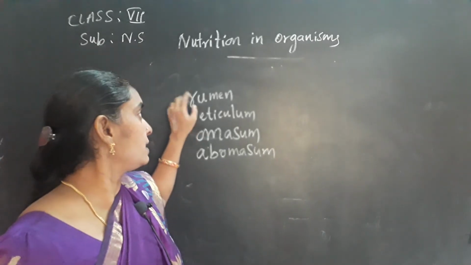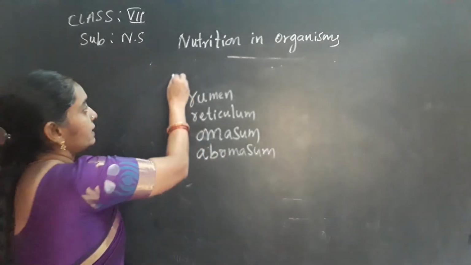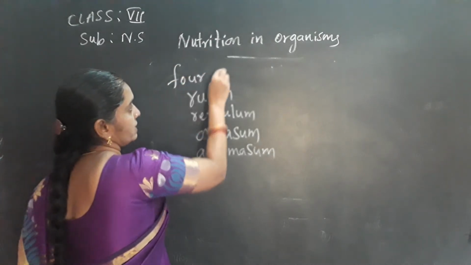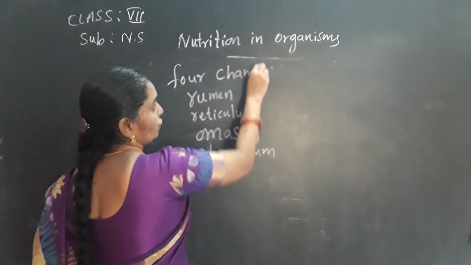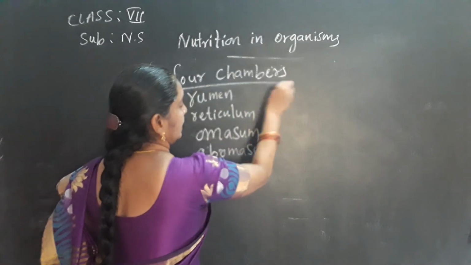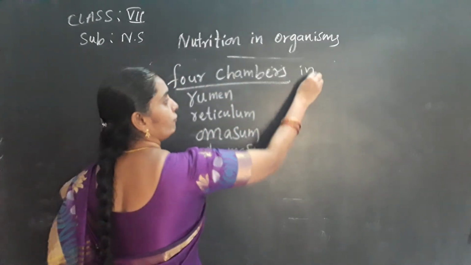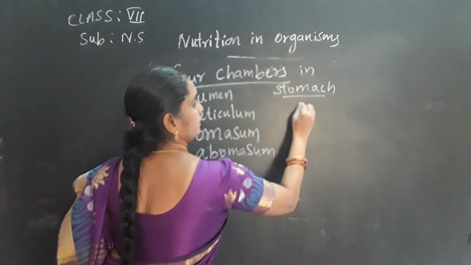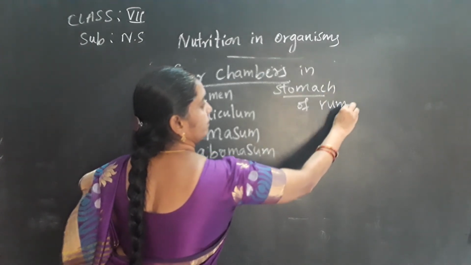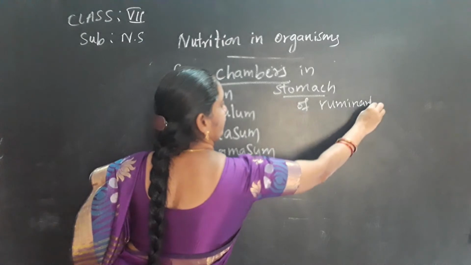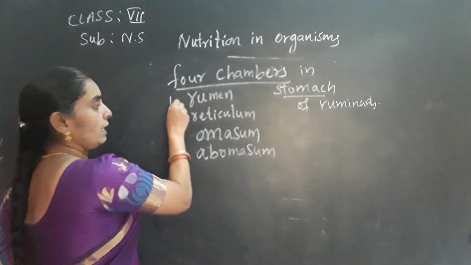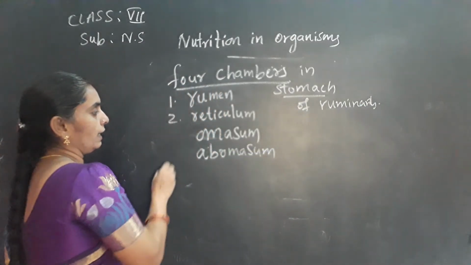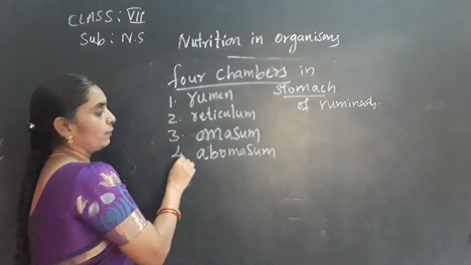See here, children, these are the 4 chambers present in the stomach of ruminants. They are rumen, reticulum, omasum, abomasum.